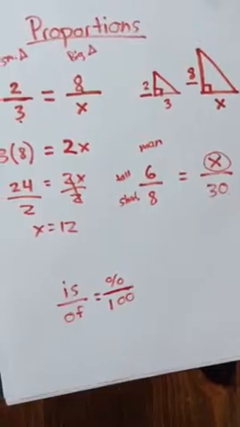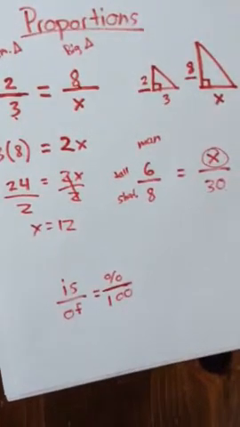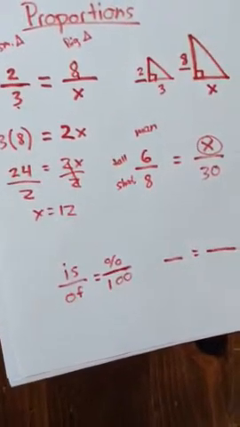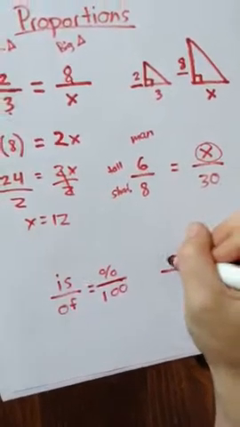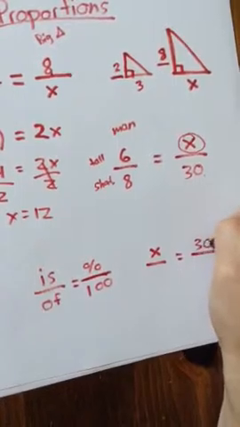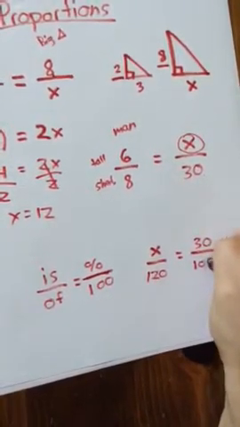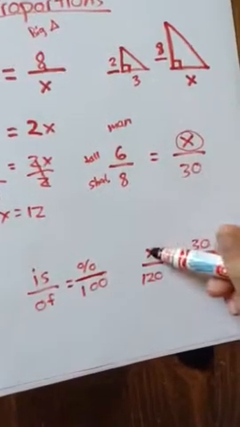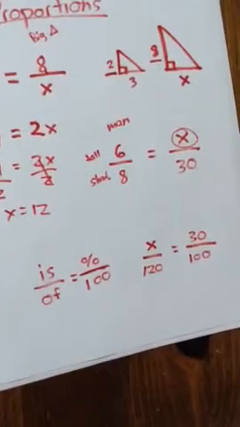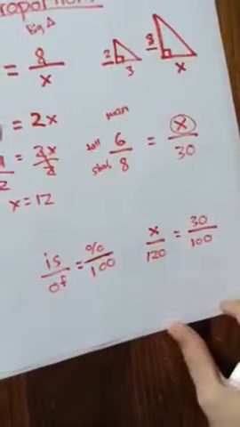So for example, if there was a problem that said, what is 30% of 120? So I'm going to fill in what I know. What is, I don't know what that is, I'm going to replace is with an x, 30% of 120. I look for my x, I multiply and divide. 120 times 30 divided by 100 would tell me what that is.